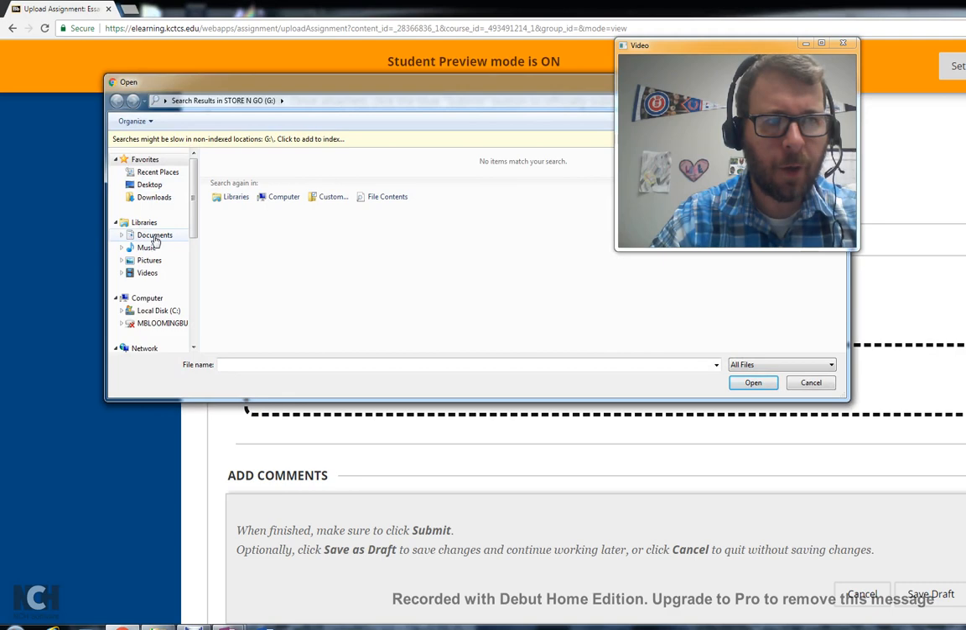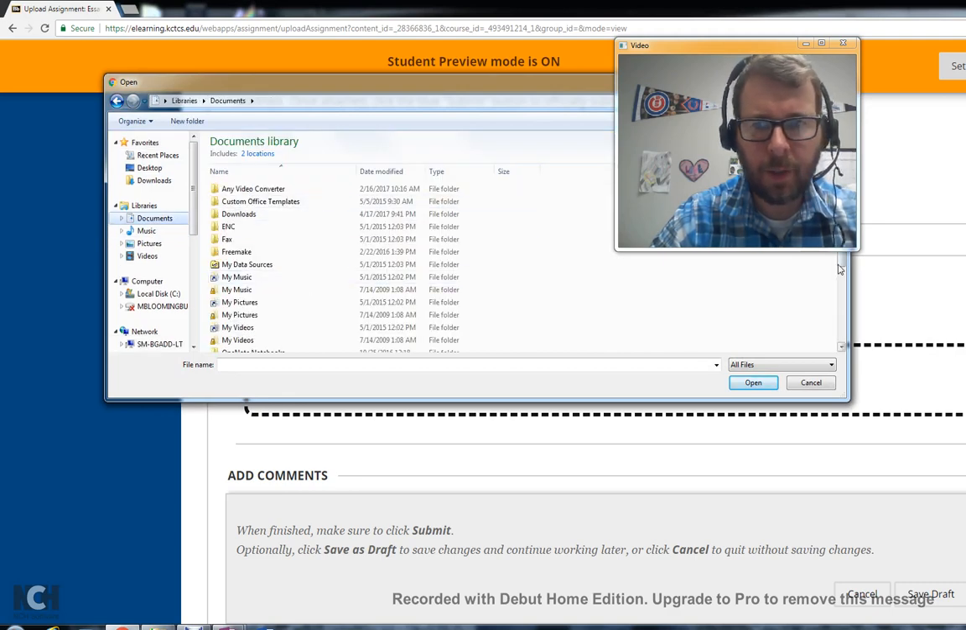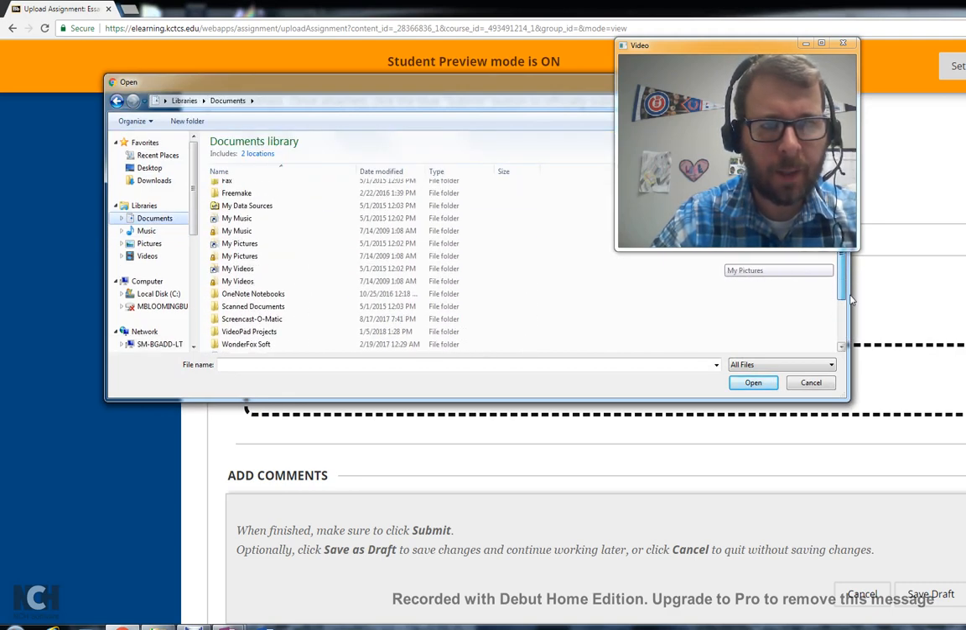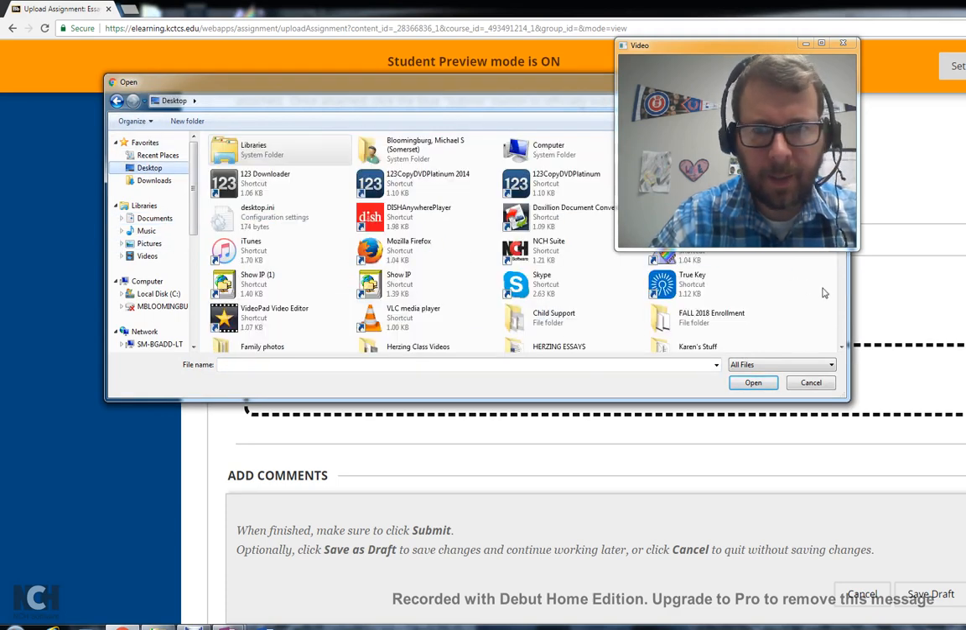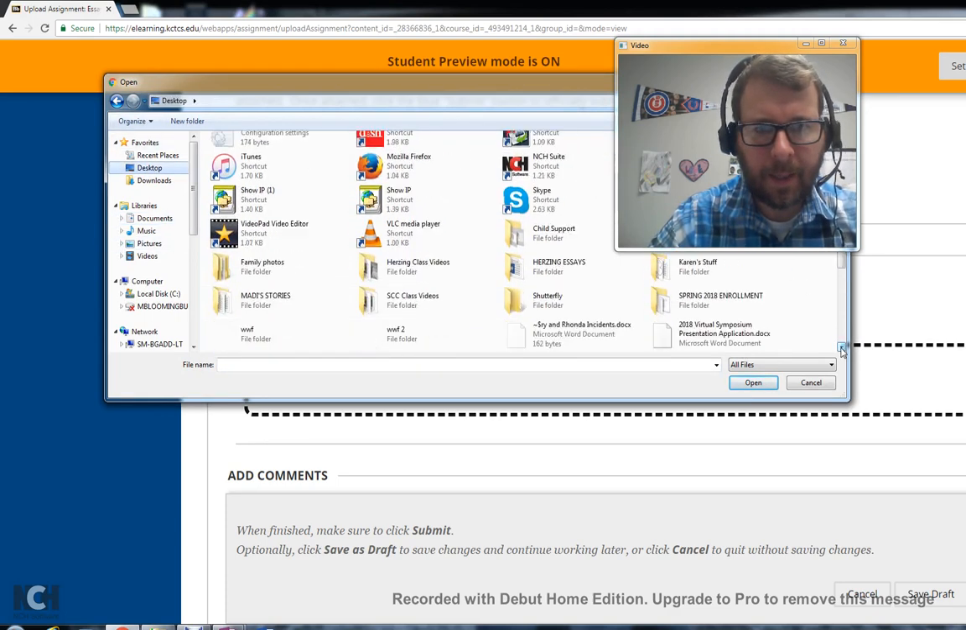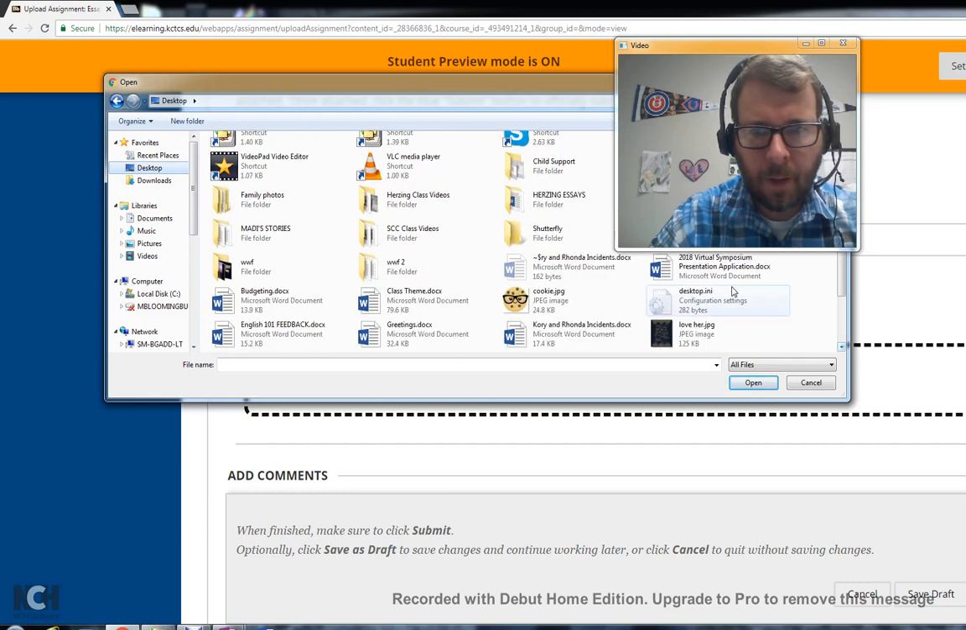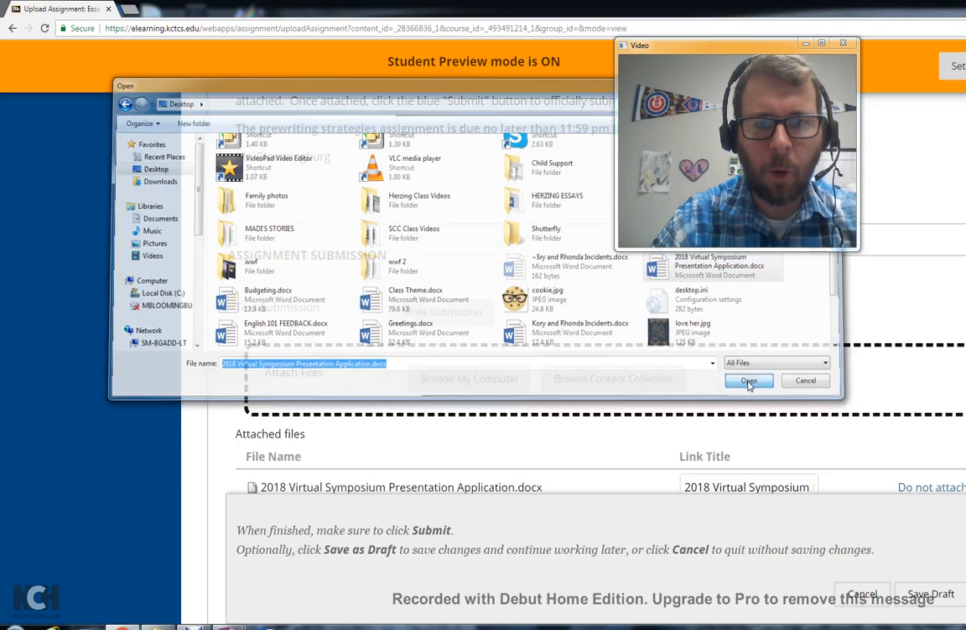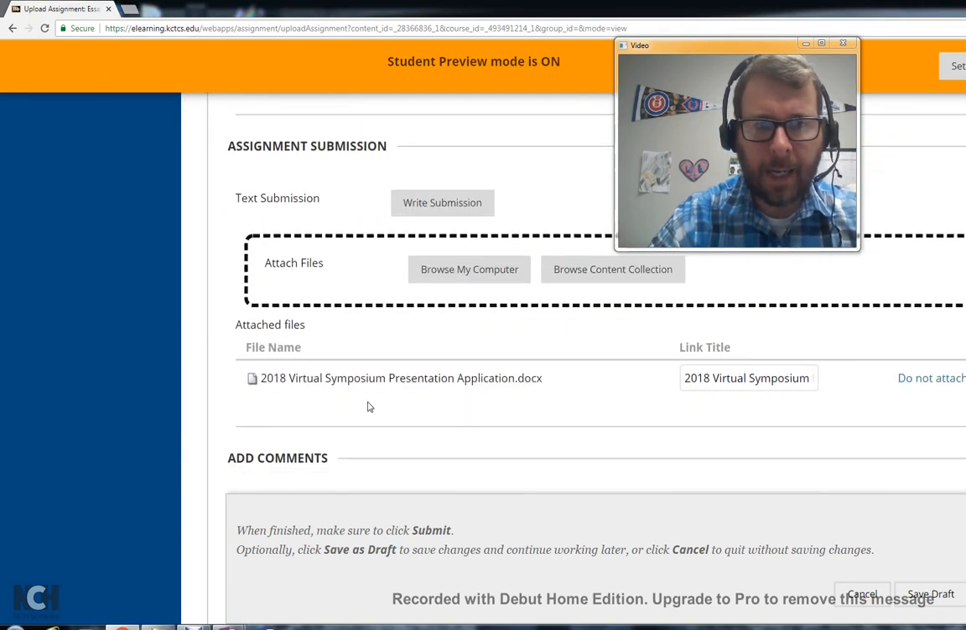And I'll just go to my documents. Let me just see if I can real fast find one. Maybe my desktop. Okay, so let's just say that this was your assignment. You found it on your computer. Click open. This is not obviously your assignment, but you can see where I'm wiggling my cursor under file name. Once you've attached your actual assignment, you should see that it is attached.